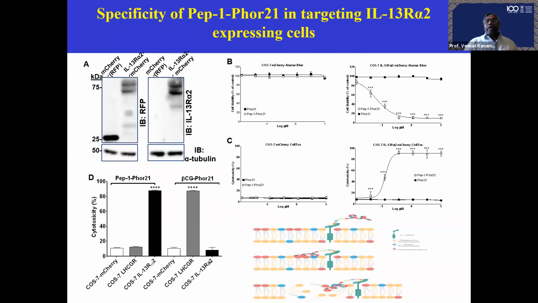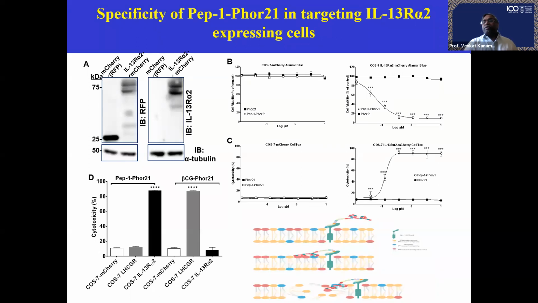So when we express this in COS7 cells, which are negative for alpha-2, and studied, as you can see, cell viability is reduced when you treat it with the hybrid peptide, and you also see an increase in cytotoxicity. And it is specific because it only kills cells that are expressing alpha-2, but not the luteinizing hormone receptor.